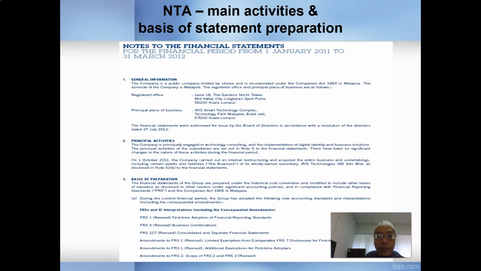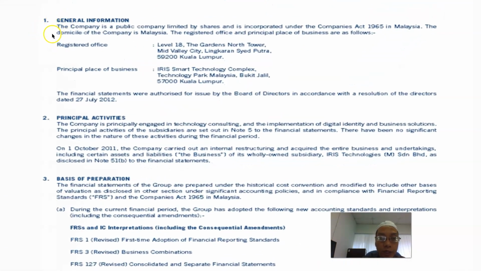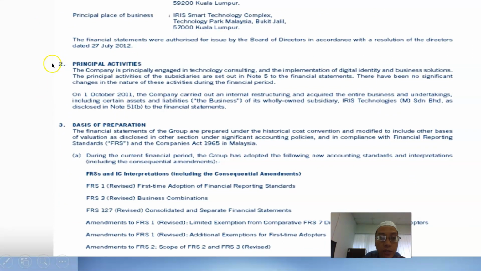So here is an example of notes to the financial statement. Here, this notes to the financial statement shows the main activities. So here we have the general information of the company and then the principal activities. So the company is telling the users about the activities of the company by stating it inside the notes to the accounts. And then the company also describes the basis of preparation of the statement in this section.